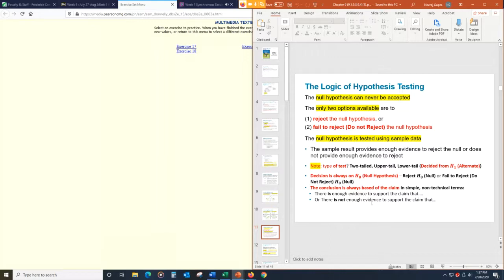Now your claim can be null, or your claim may not be null. If it is null and you're rejecting null, that means you do not have enough sample evidence to support your claim. But if you're rejecting null and your claim is alternate, that means your claim is true. So that's what the whole hypothesis testing is.